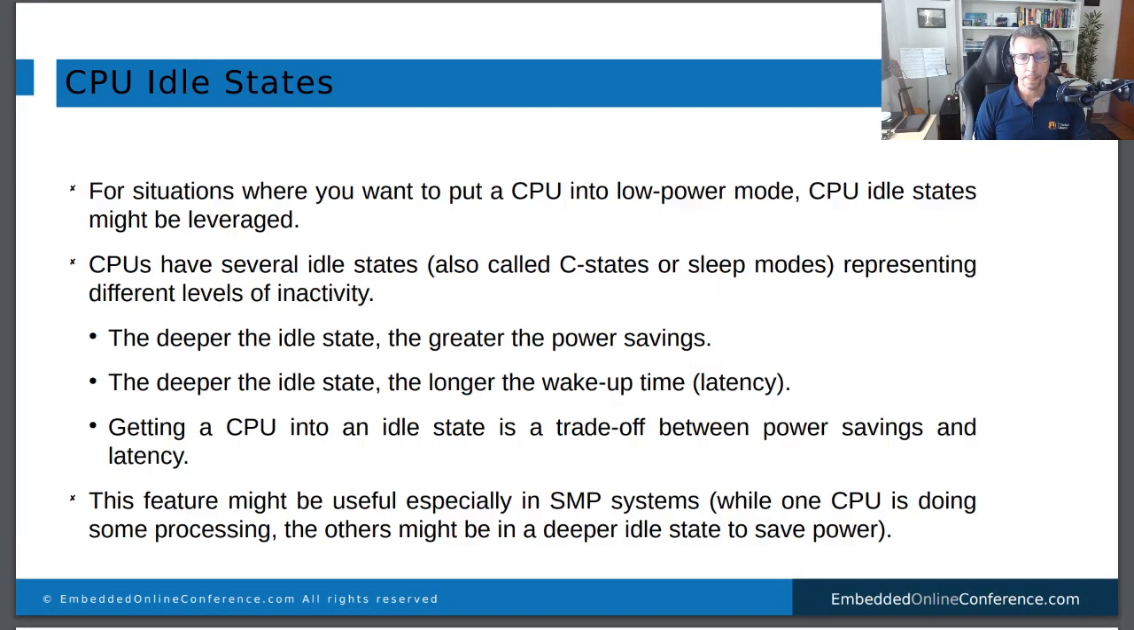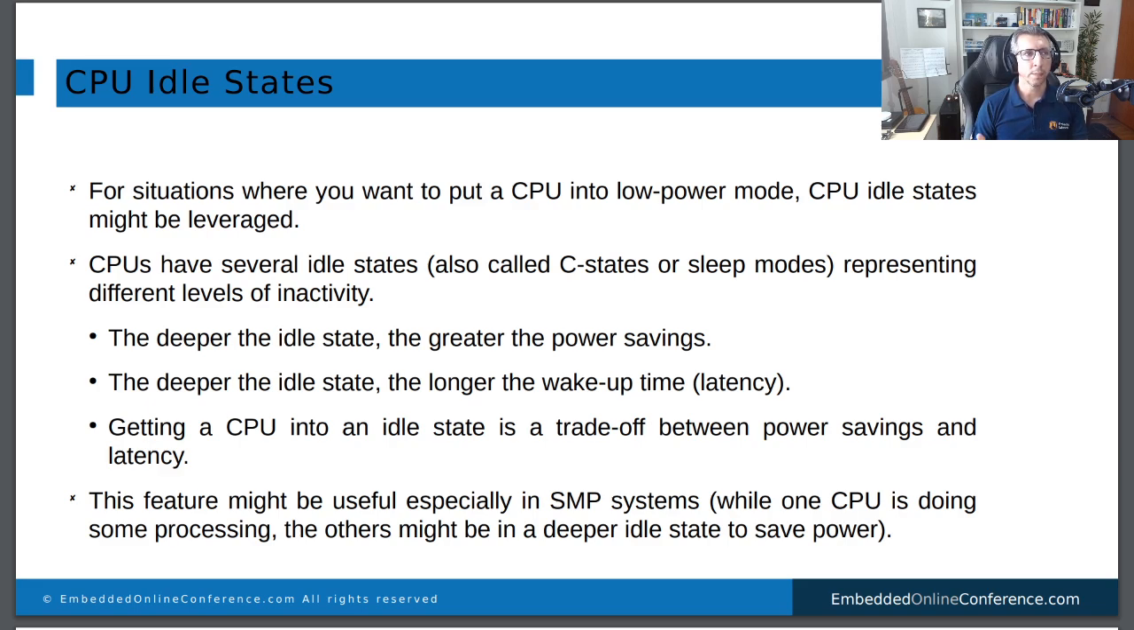What if, for example, you have a system with 4 CPUs? One CPU is doing something, but the other CPUs are not doing anything. You cannot get into a system-wide low power mode, right? Because in this case, one CPU is doing something, but other CPUs can sleep.